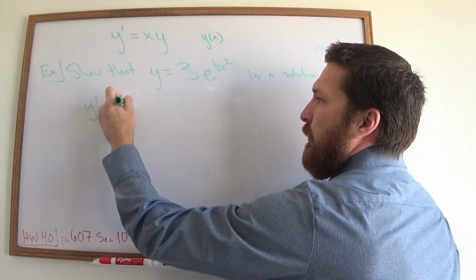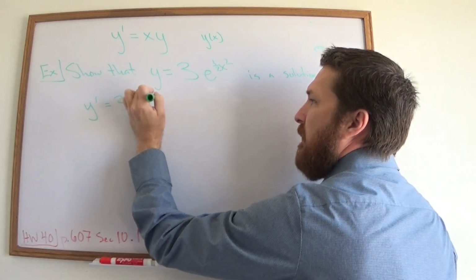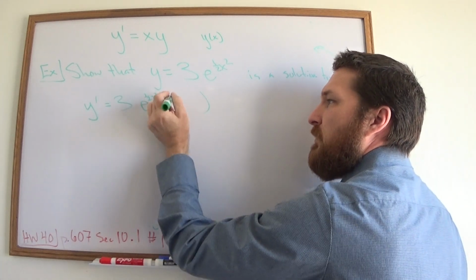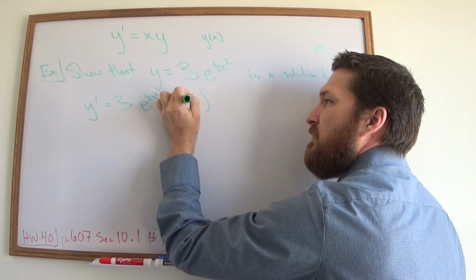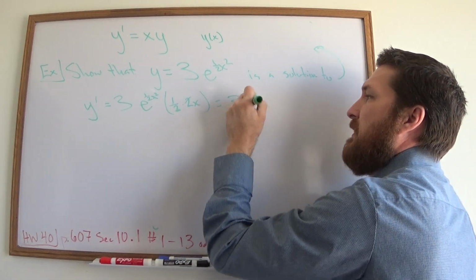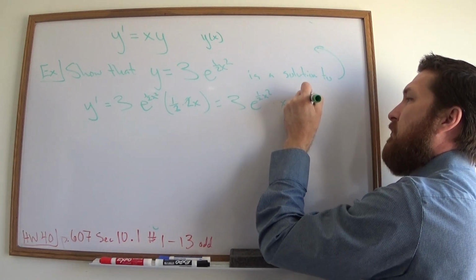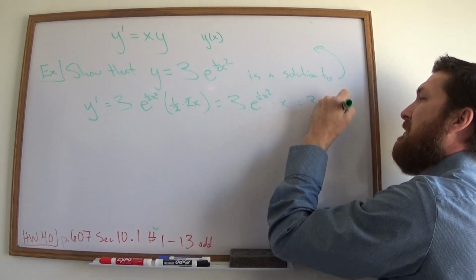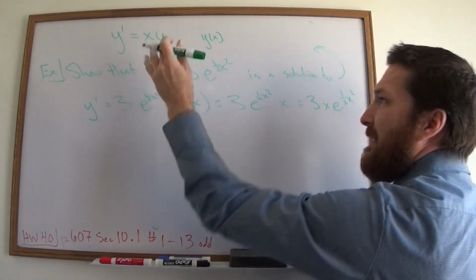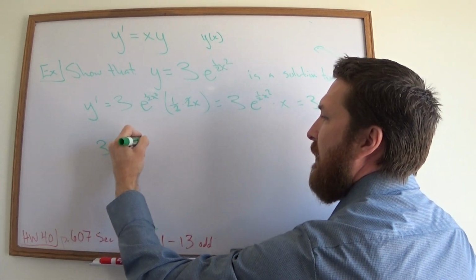Okay, so 3 stays put. The derivative of e to the stuff is e to the stuff. Then we multiply by the derivative of the inside stuff. So we have 1/2 times 2x, which just works out to be 3 e to the 1/2 x squared times x, which, let's write it as 3x e to the 1/2 x squared. Now, plug that into here, we get 3x e to the 1/2 x squared.